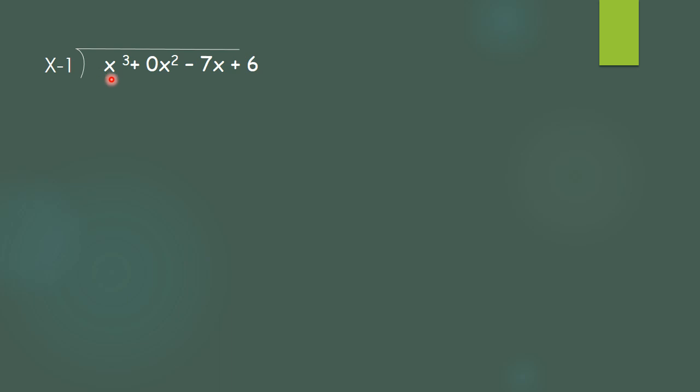Now what we can write: x cube divided by x, we will get x square. Now multiplying, we get x cube minus x square. Now change the sign, so this becomes a minus, the second becomes a plus. This x cube minus x cube will get cancelled. Now this is a 0, and here nothing is there, which means 1. 0 plus 1 is 1. So we get x square minus 7x.